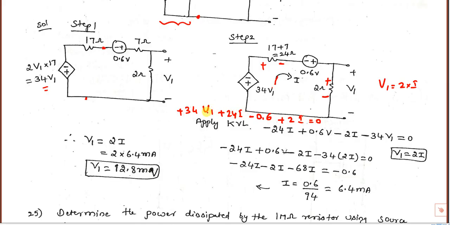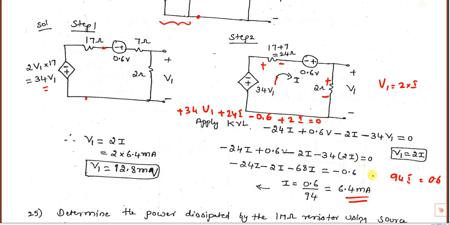Substitute V1 as 2I. Then if you simplify this, you are going to get this equation. If you multiply the equation throughout by negative, or bring all the terms to the right side, you will get the same answer. If you simplify, you get 94 I is equal to 0.6, so I is equal to 0.6 by 94. You'll get 6.4 milliamps.